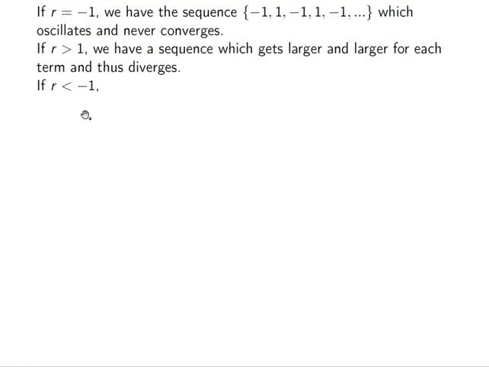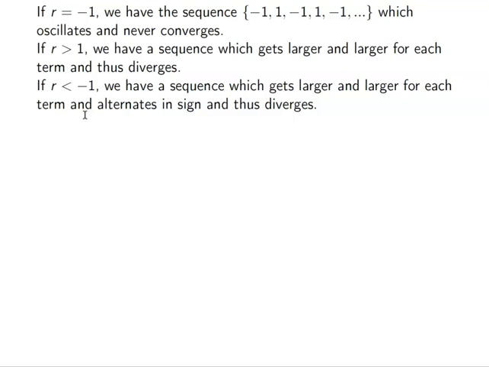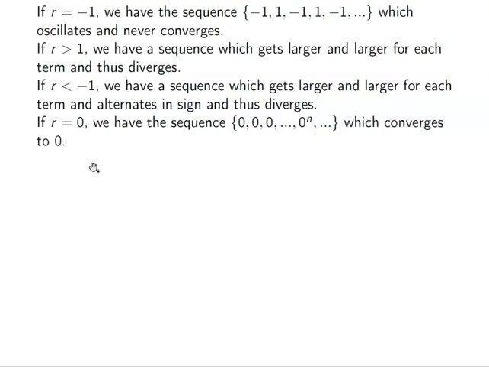So I'm going away from 0 or any value of convergence. So it is a divergent sequence as well, right? It alternates in sign, and it gets larger and larger and larger, so it diverges. Okay. If r is equal to 0, 0 to the n is just 0, 0, 0, 0, 0. So this converges to 0.